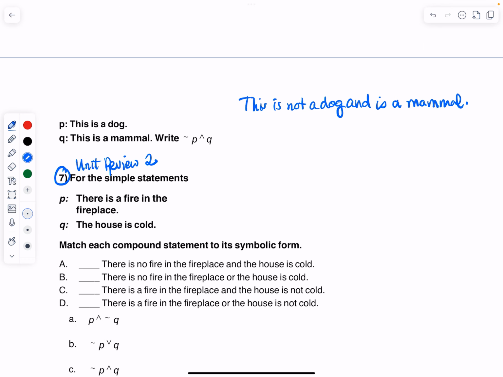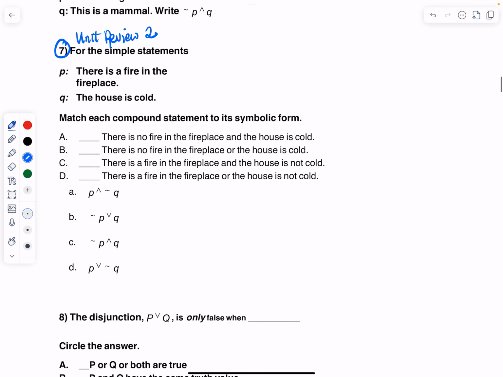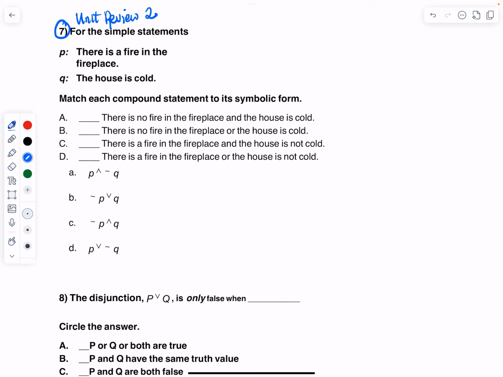Okay, this is a unit review number 2, extra practice paper review, and I'm going to start with number 7. So 7 says, for the simple statements P, there is a fire in the fireplace, and Q, the house is cold, match each compound statement to its symbolic form. I think the best way to do that is look at every single choice, uppercase A, B, C, and D, write it out symbolically, and then match it up.